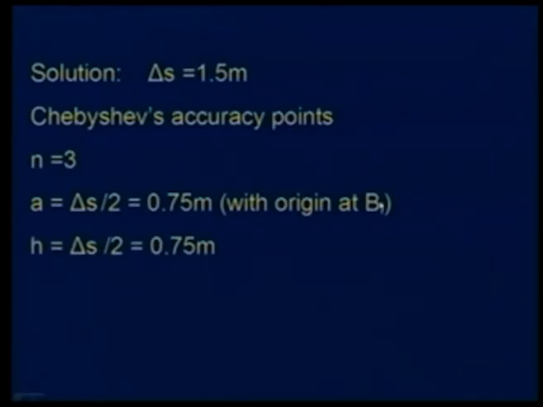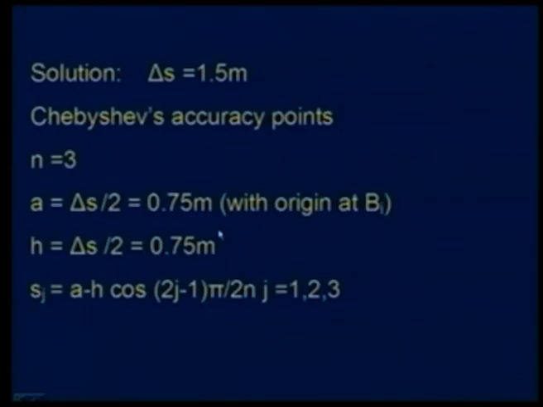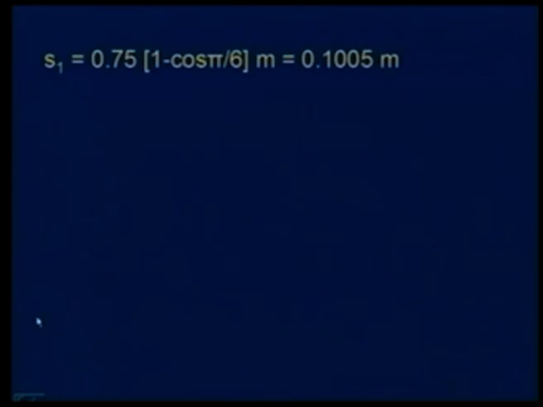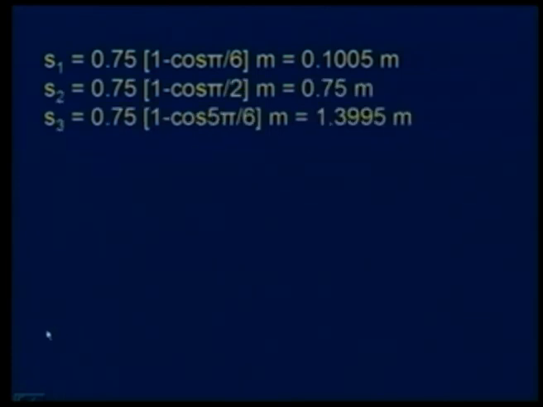The interval, half of the interval H, is also delta S by 2, so again H comes out as 0.75 meter. Then the 3 accuracy points Sj, with j going from 1, 2 and 3, can be obtained from the formula as 0.1005 meter, 0.75 meter and 1.3995 meter.